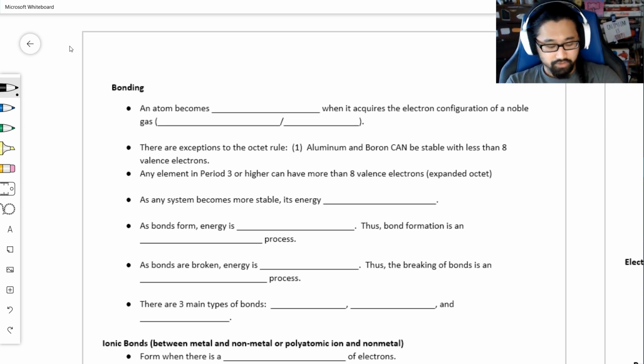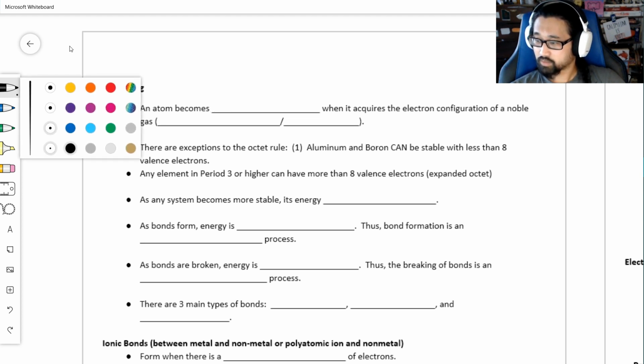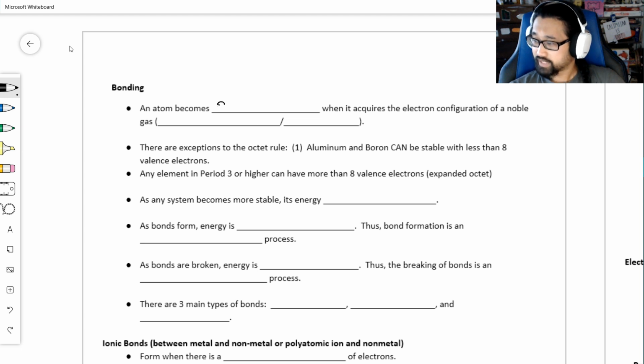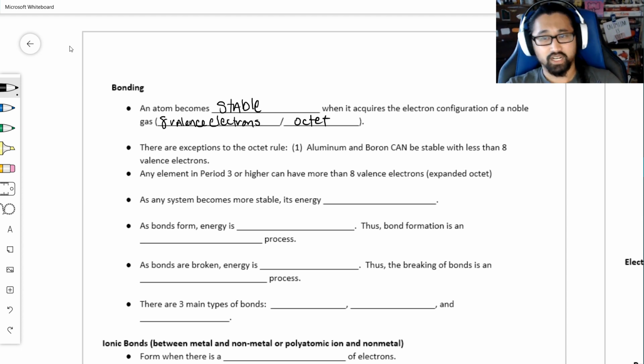So the biggest reason, the 100% biggest reason that any atom bonds to another atom is that an atom becomes stable. It's all about stability, right? An atom becomes stable when it acquires the electron configuration of a noble gas, which is 8 valence electrons, or something that we call an octet. Octet, kind of like a quartet is a group of 4 people who do things. An octet is a group of 8 valence electrons.